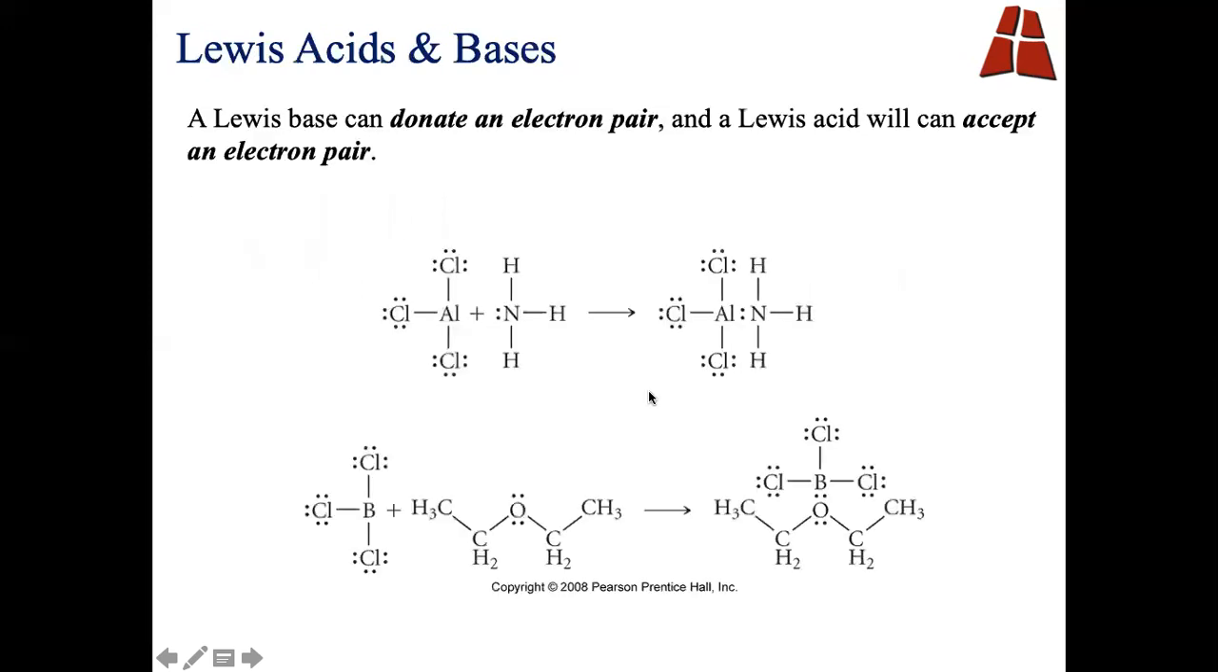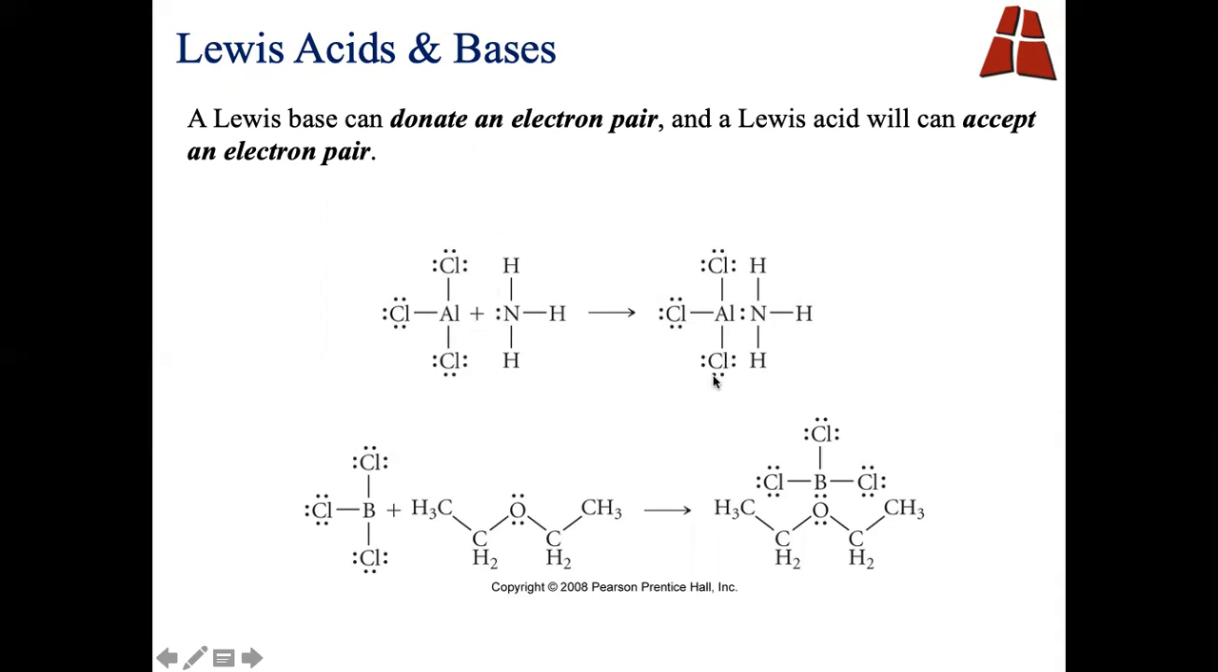Next up, we have Lewis acids and bases. A reminder that a Lewis acid is something that will accept an electron pair, whereas a Lewis base will donate an electron pair. So in this example, we have aluminum trichloride. It does not have any lone pairs on the aluminum. Our ammonia, NH3, does have a lone pair that can donate into those aluminum orbitals and form a bond. And so we would call this aluminum a Lewis acid, and we'd call this NH3 a Lewis base.